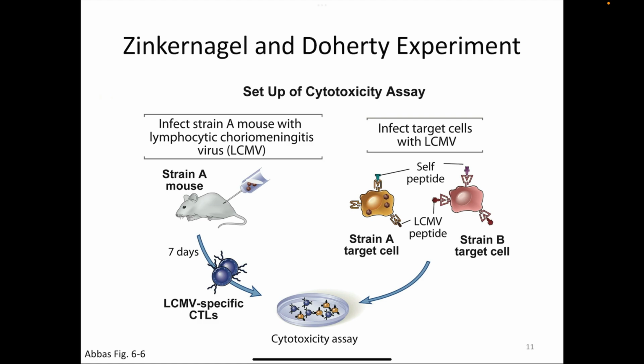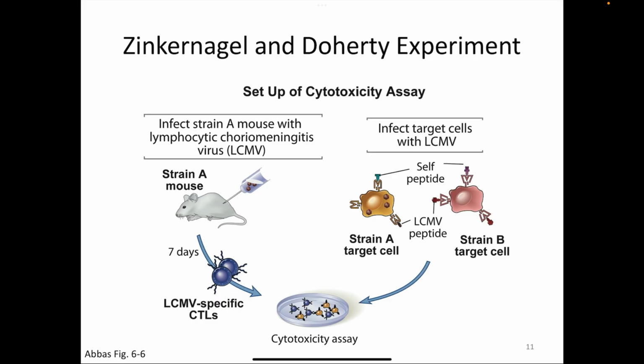And so what Zinkernagel and Doherty did is they took a mouse, and you can see they started with a mouse of strain A, and they infected that mouse with a virus. And that's a virus that you can see here is called LCMV. You don't actually care that it's LCMV.